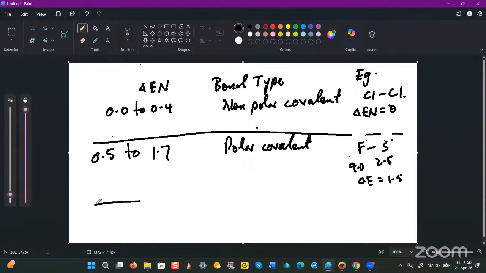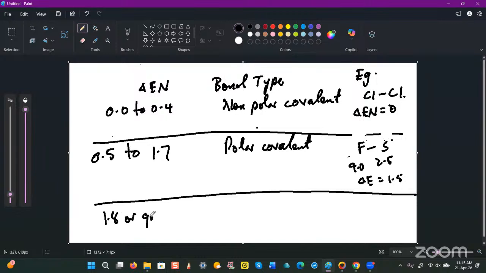And then the third category, which is the most extreme, is if the difference in electronegativity is more than 1.8, right? So 1.8 or greater. If the difference in the electronegativity of the two atoms is 1.8 or greater, then that bond is considered to be ionic. And what that means basically is that the electrons are basically completely transferred from the less electronegative atom to the more electronegative atom, right?